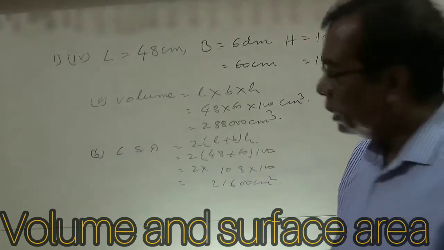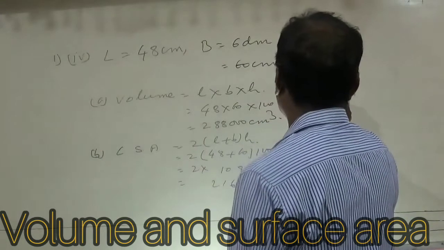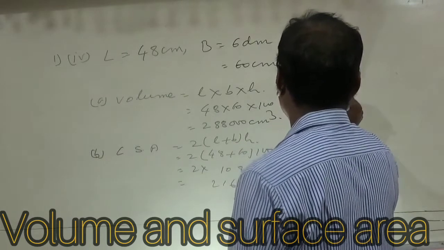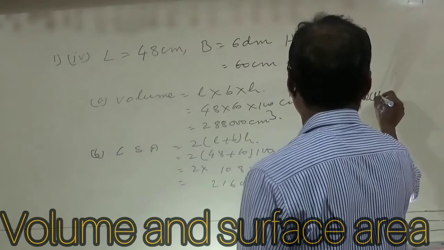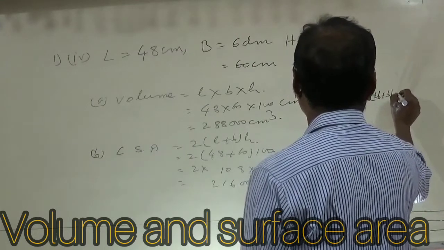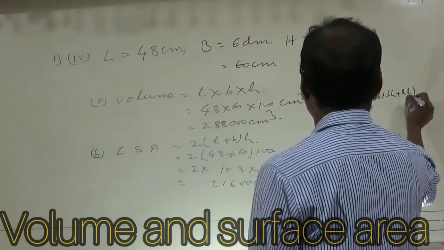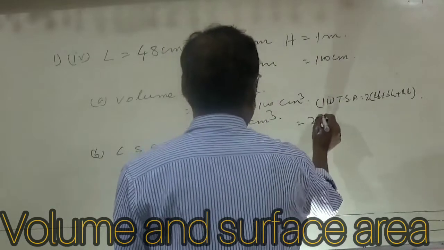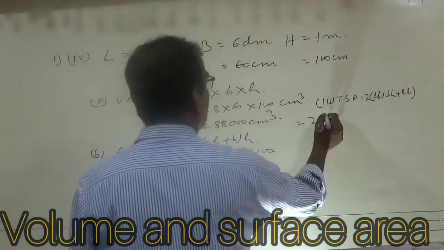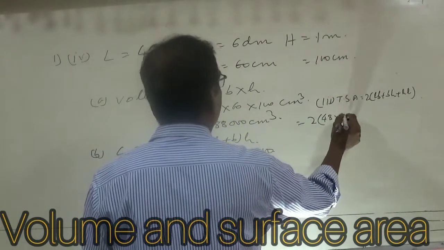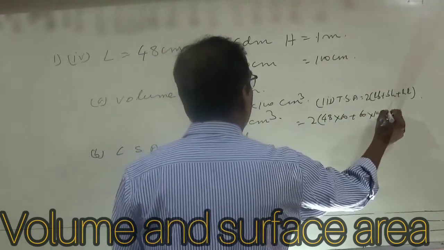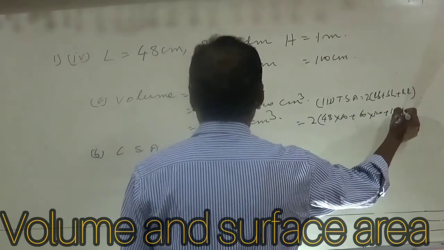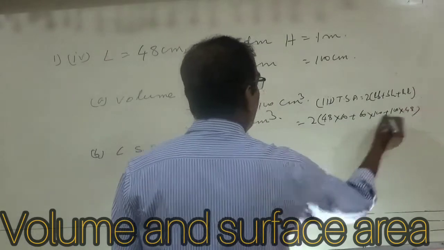Okay, now let us try to find out the total surface area. TSA is equal to the formula 2 into (L into B plus B into H plus H into L). Now substitute the values. 2 into (length 48 into breadth 60 plus 60 into height 100 plus 100 into length 48). Now multiply.